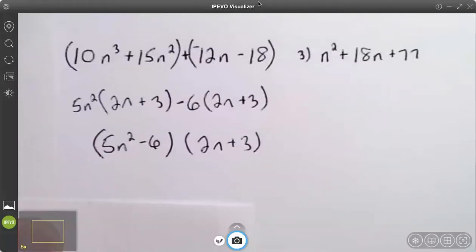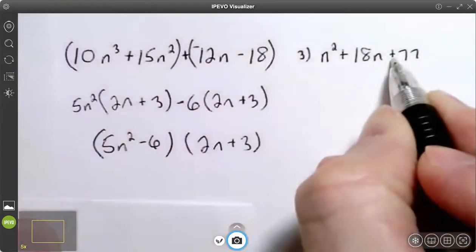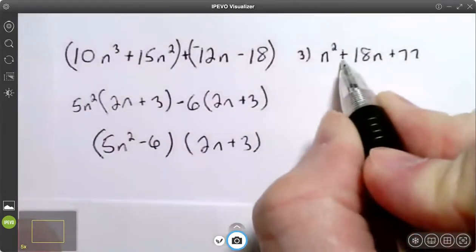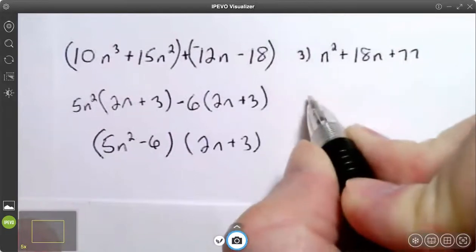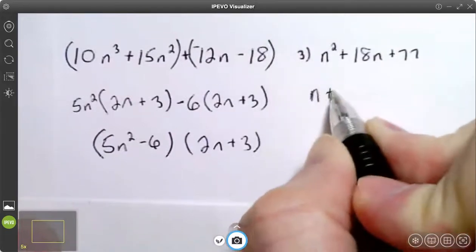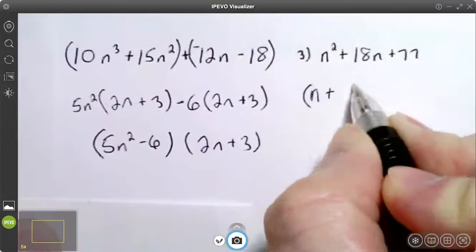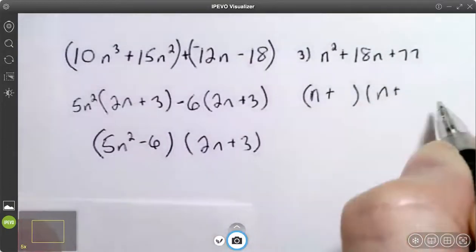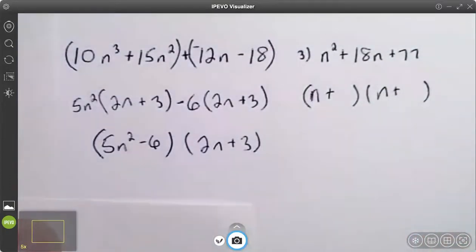So back to our problem, number 3. This tells me my signs are the same. This tells me they're both positive. I have an n squared here, so I'm going to go ahead and put n plus times n plus. I'm going to do my table.